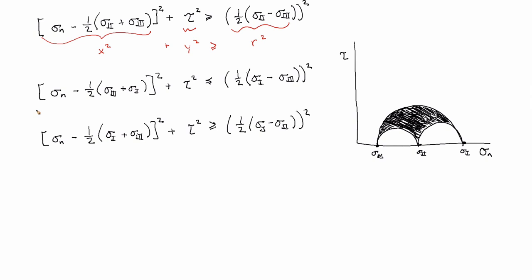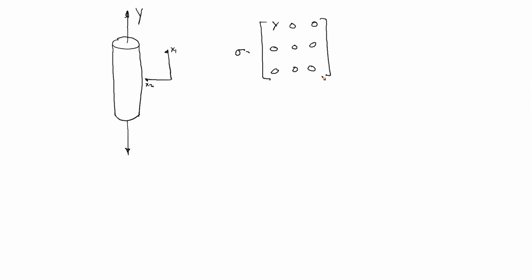Okay. That's important. That'll become obvious why that's important as I make this next example. If we go to the lab and we test a sample, and we just pull on it with a known stress Y. So if I have a coordinate system like this, let's say x1, x2, x3 out of the board, then my stress tensor is just going to be Y 0 0, 0 0 0, 0 0 0. I'm only pulling on it in the 1-1 component in this thought experiment.